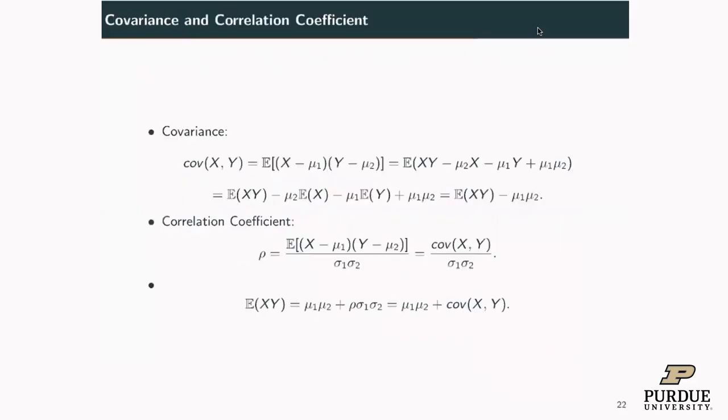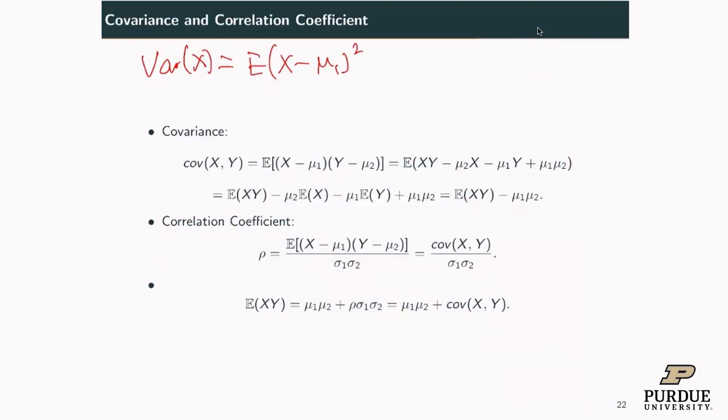First, let's define the covariance. So variance, we know. Variance of X is just the expected value of (X minus mu) square. That's the variance. Now here, I define the covariance between X and Y. It's the expected value of (X minus mu1) times (Y minus mu2).